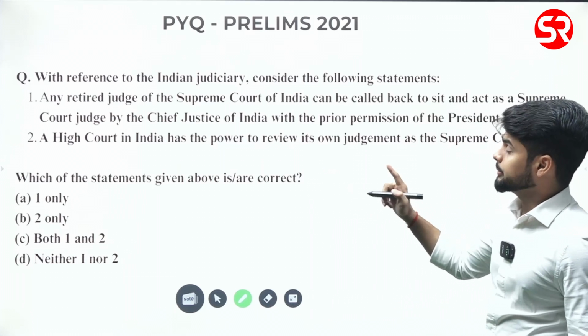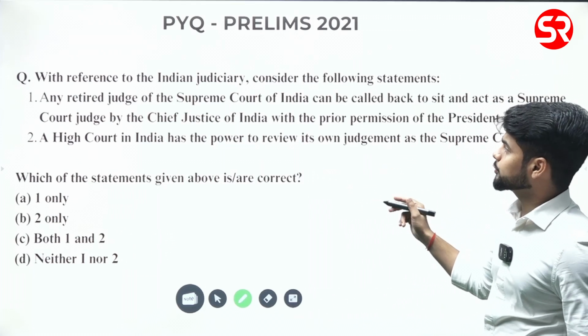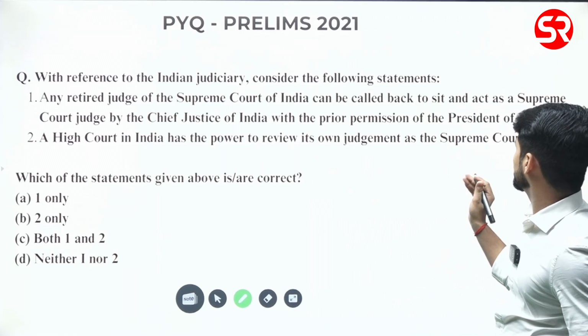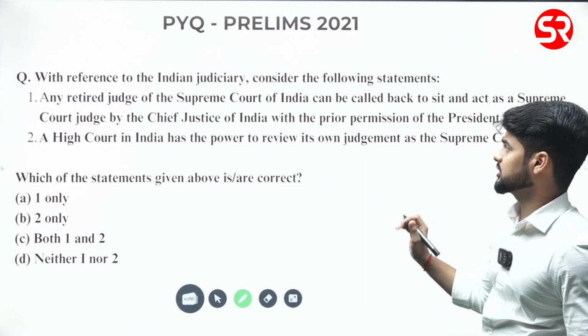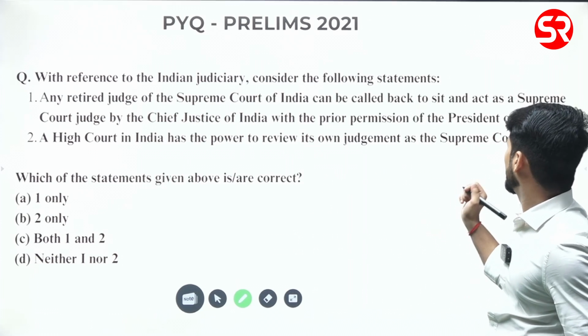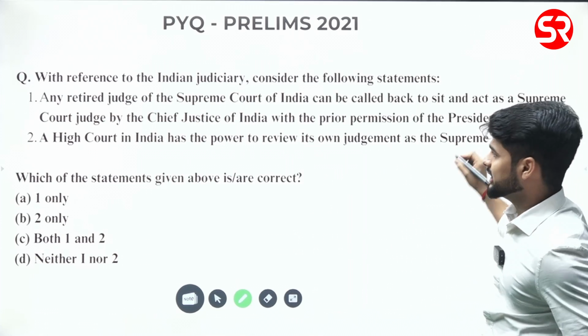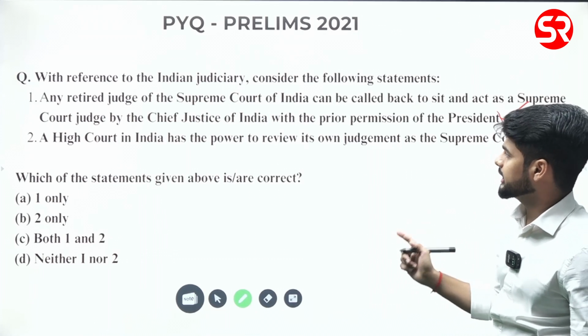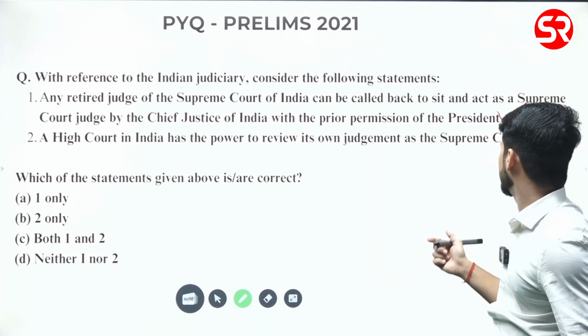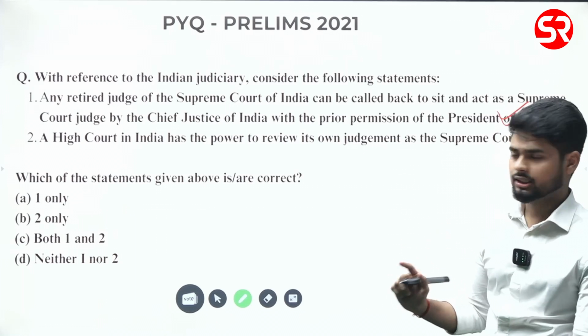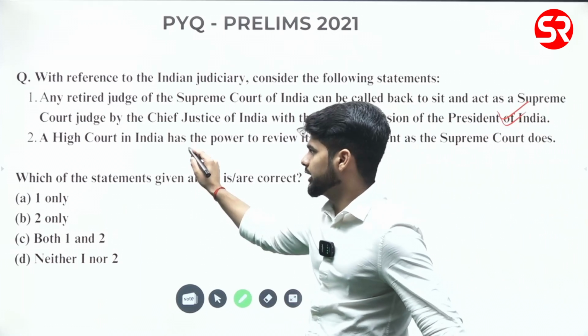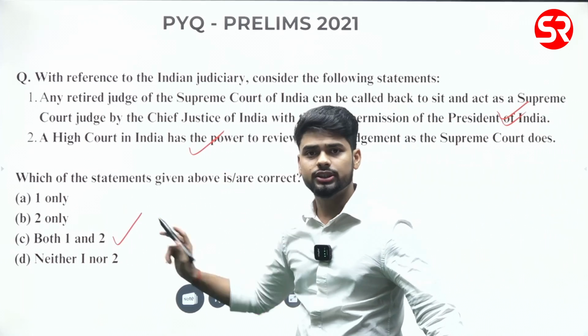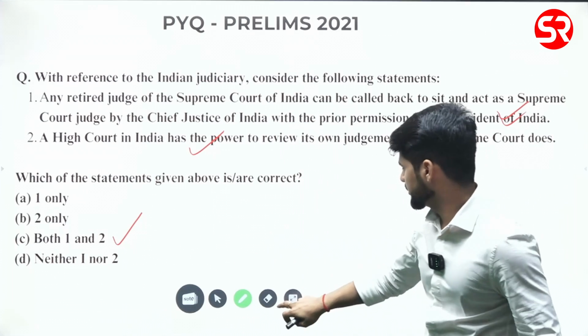It says that statement 1: any retired judge of the Supreme Court of India can be called back to sit and act as a Supreme Court judge by the Chief Justice of India with prior permission of the President of India. So yes, this particular statement is correct. Second, a High Court in India has the power to review its own judgment as the Supreme Court does. So yes, this statement is also correct. So here both 1 and 2 is the right answer.